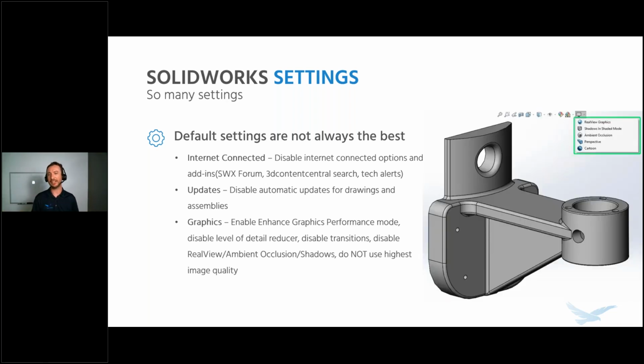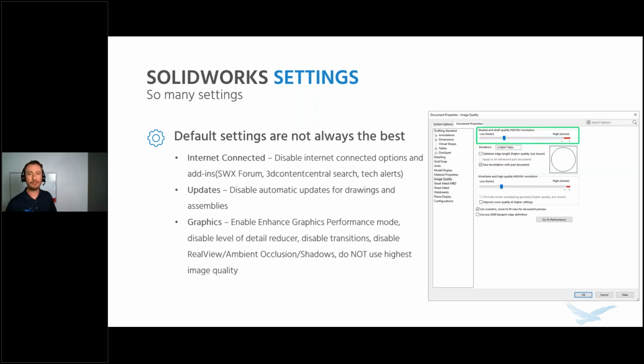The other couple quick settings, I think they're pretty standard. Everyone's probably seen these. I don't use RealView, I don't use shadows, and I don't use ambient occlusion. With modern graphics cards, you're seeing minimal impact with these settings, but they do add overhead to your graphics performance. So if you are looking for maximum performance, you can turn those off and you'll gain a little bit of frames per second.